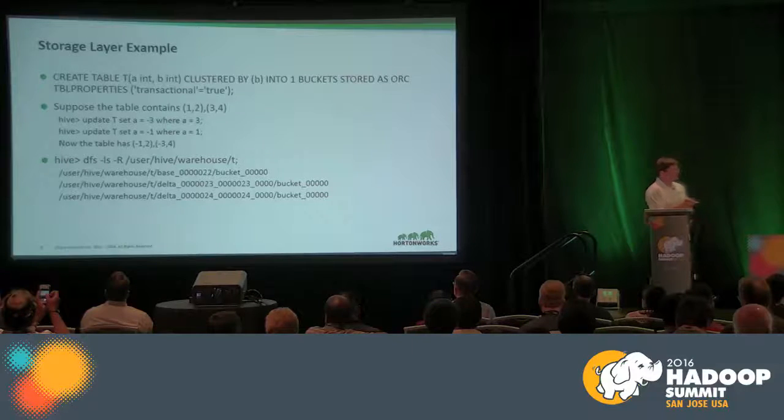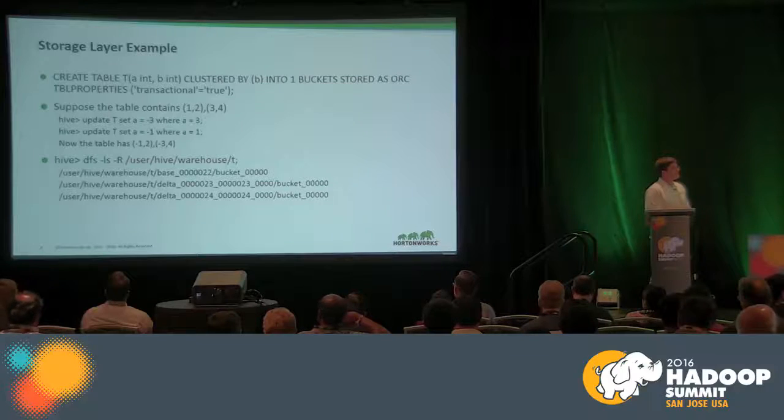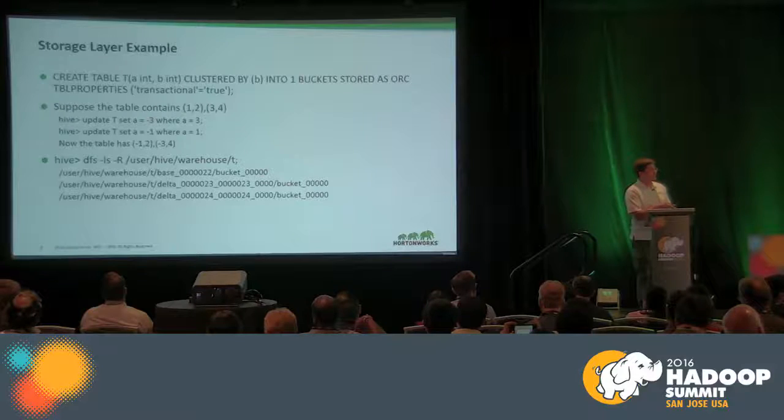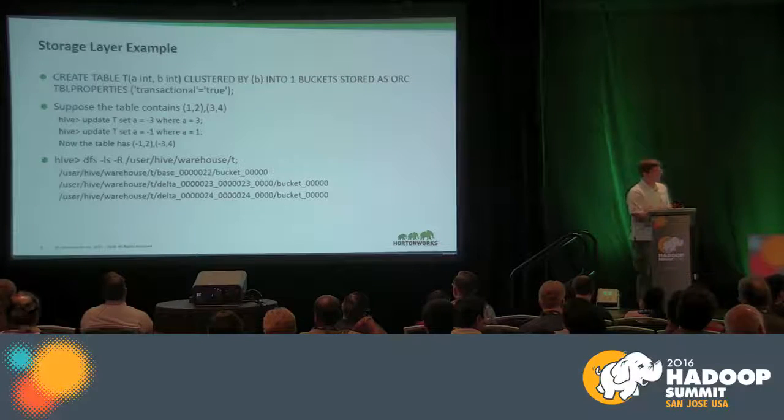So suppose you started with a table that only has 2 rows, and here you see the values of these. Then let's assume you ran 2 update statements, and each of these update statements matches exactly 1 row. So the modified data is -1, 2, and -3, 4. What's useful to do is to take a look at the contents of the file system to see how the data is actually organized in the storage layer.